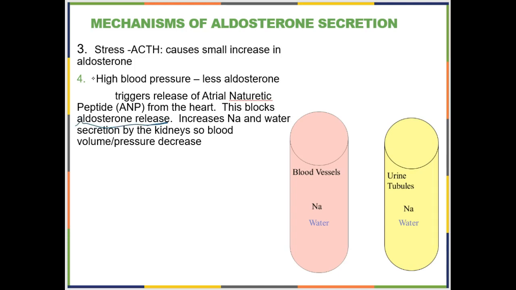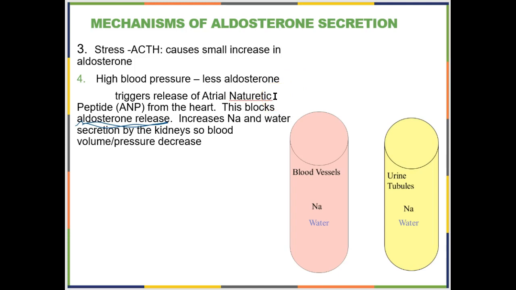So this is the part here that you want to know. Low blood pressure, stress, and high potassium levels in the bloodstream all cause more aldosterone. High blood pressure causes less aldosterone. You don't have to worry about atrial natriuretic peptide being the mechanism for it, because that's just too much.